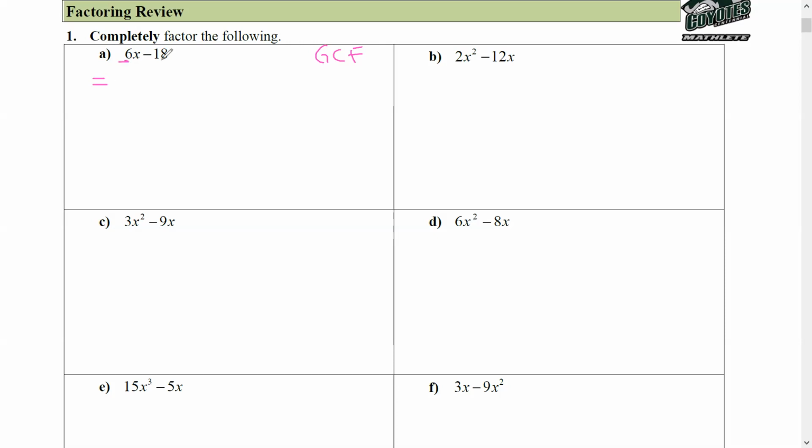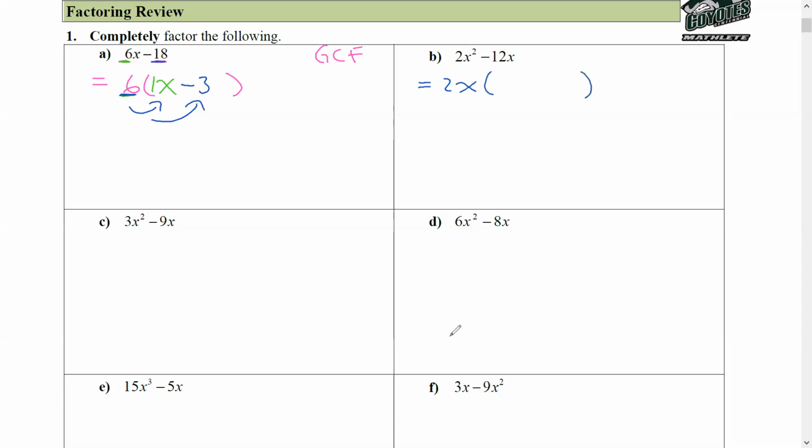So I say to myself, what divides into 6 and 18? Well, 6 divides into 6 and 18, so I'm going to factor a 6 out. And again, if I think of that as unmultiplying, I say to myself, 6 divided by 6 is 1, so 1x. And then I say to myself, 18 divided by the 6 is 3. And I can always check my work really quickly by multiplying back in. Bingo. Next one, I can factor out a 2x.